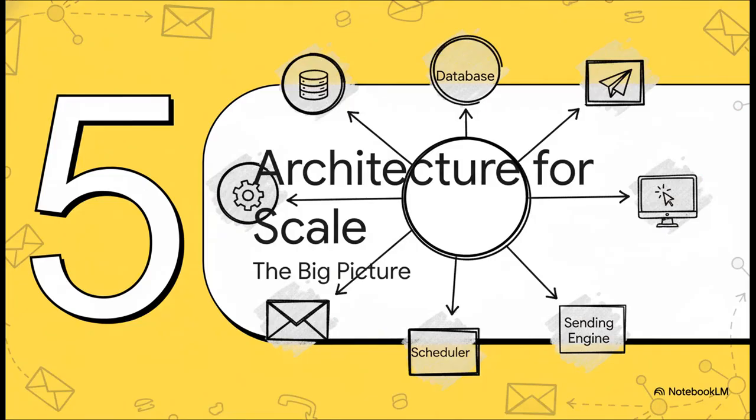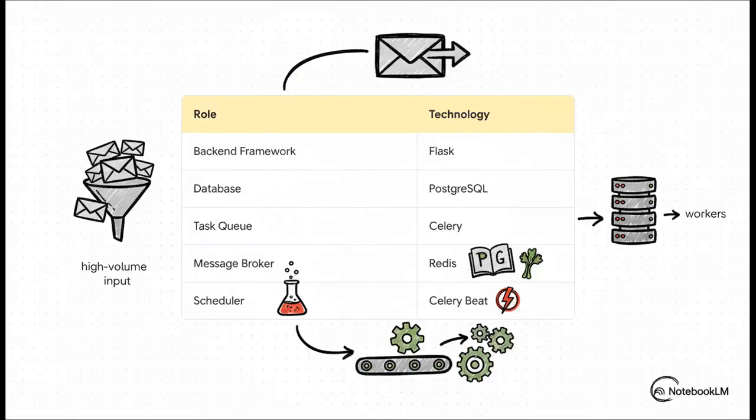All right, so we've seen the user interface, we've looked at the scheduler, and we've dived into the sending engine. Now it's time to zoom out and look at the big picture, the architecture that ties all these smart components together into one truly scalable system. So the whole system is built on a really modern, robust tech stack. You've got Flask as the web framework and PostgreSQL as the database. But the real power couple here, the ones doing all the heavy lifting for background processing, are Celery and Redis.